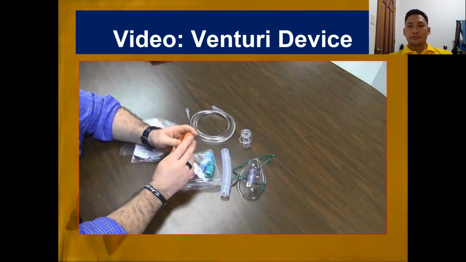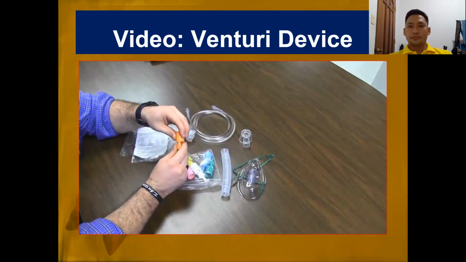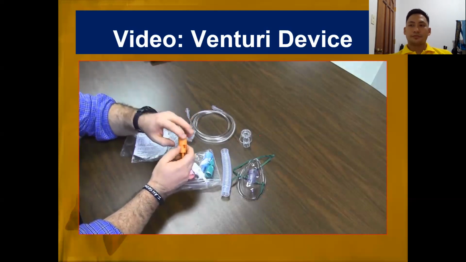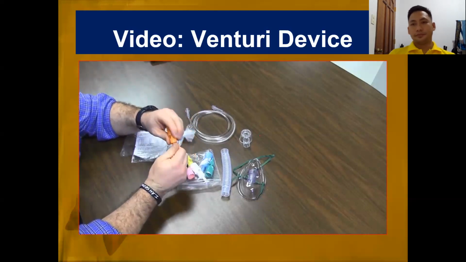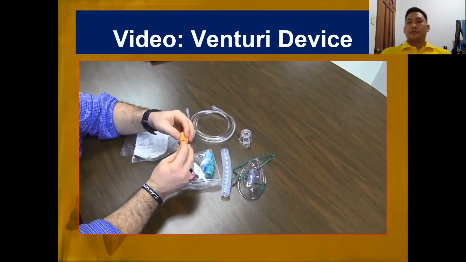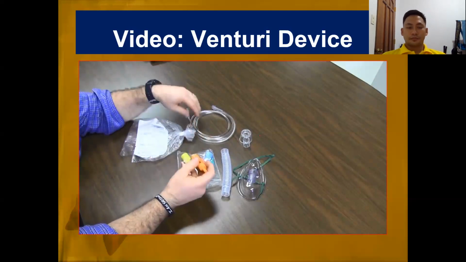Now the great thing about a Venturi mask is that this is the only oxygen device that you can use to deliver exact FiO2s, or an exact percentage of oxygen. It works off of the Venturi principle. Each one of these orifices is a different size. This one here says 50% and it says 15 liters. I'll show you how to set this up.